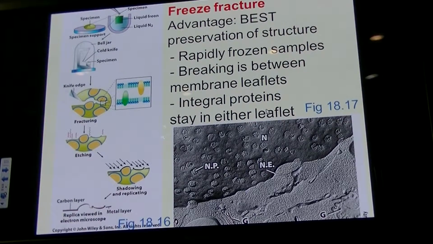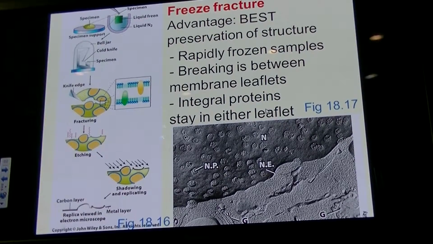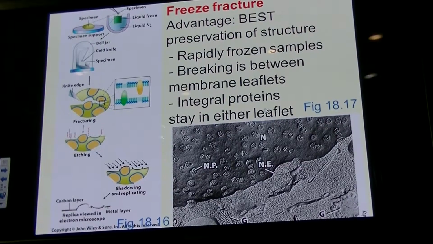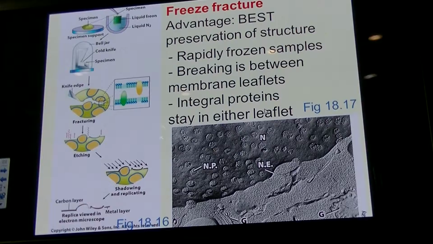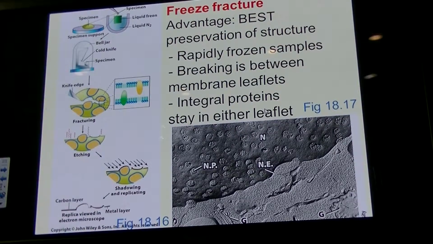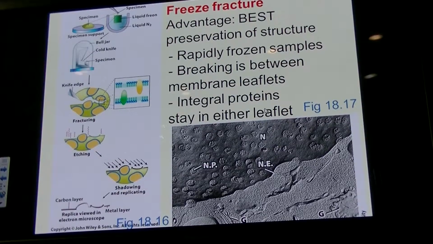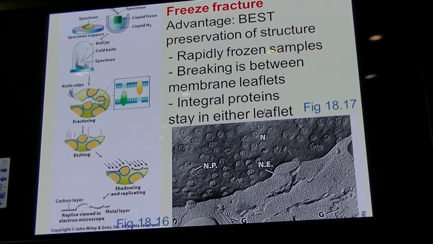It's interesting to look at fracturing images. So they give really high resolution information about the real structure of organelles and membranes. And it takes a little bit of practice to look at them and understand what's going on. So that's freeze fracture.